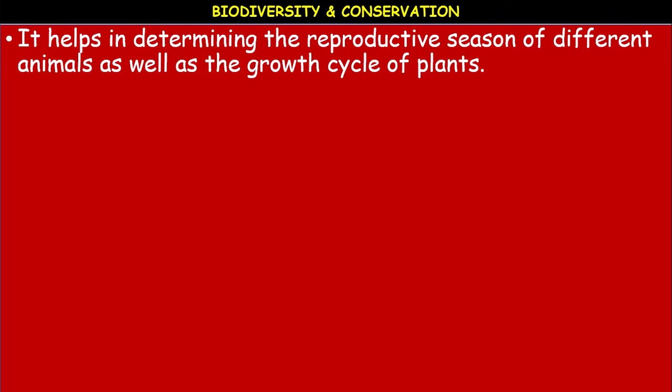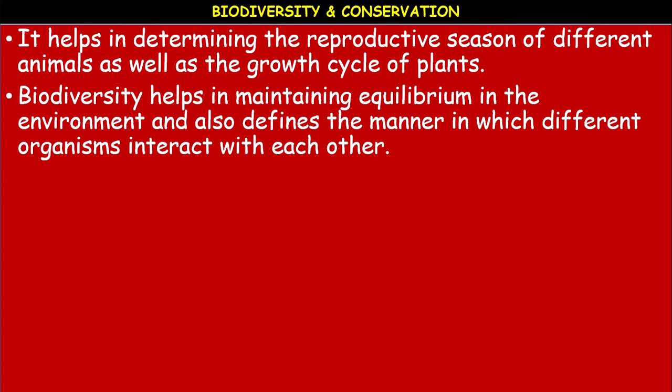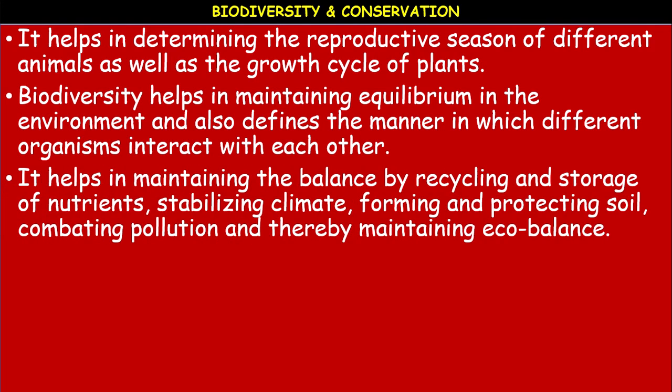Biodiversity helps in determining the reproductive season of different animals as well as the growth cycles of plants. Biodiversity helps in maintaining equilibrium in the environment, ecological equilibrium, and also defines the manner in which different organisms interact with each other. It helps in maintaining the balance by recycling and storage of nutrients, stabilizing climate, farming and protecting soil, combating pollution, and thereby maintaining ecological balance.